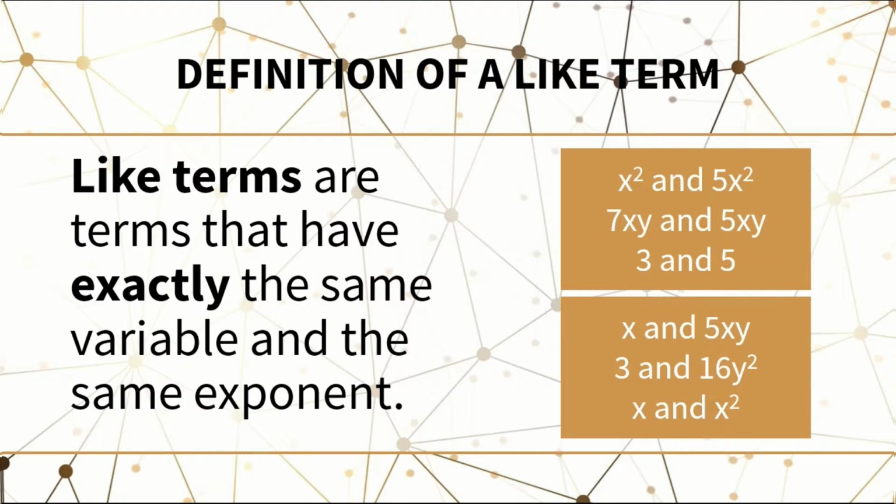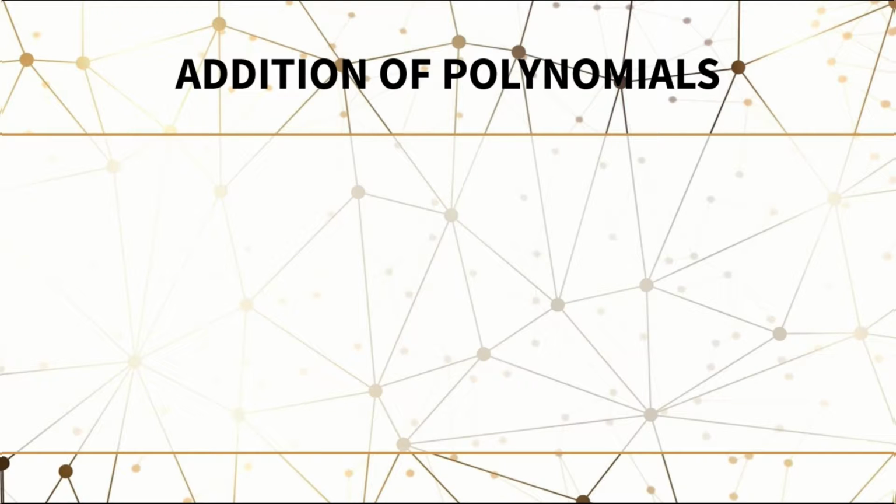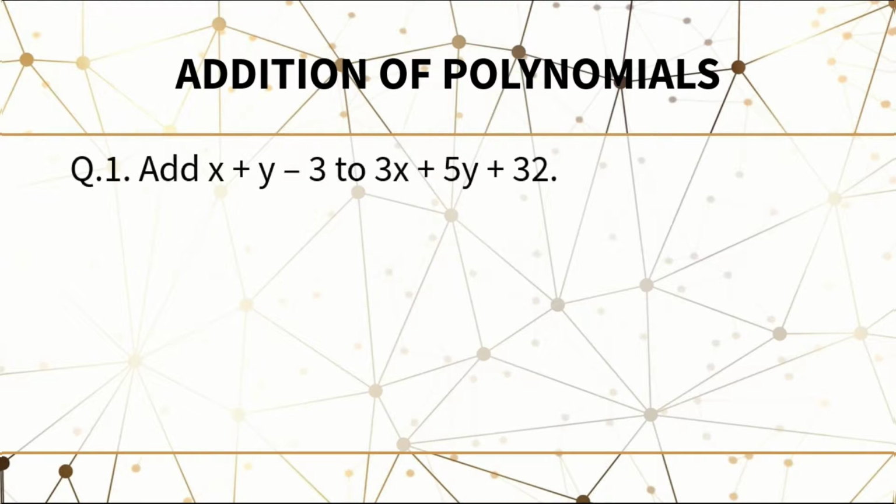Okay, let us proceed to our examples na. Addition of polynomials. Again, we have to remember the rules in adding integers. Tapos we just have to apply the concept of like terms. Pag nag-add tayo or subtract, we just combine the like terms. Example number 1. Add x plus y minus 3 to 3x plus 5y plus 32.